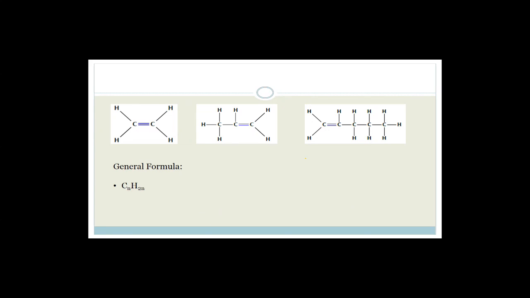Okay, so now let's talk about general formula. So if we again go through it, we've got two carbons here, and we've got 1, 2, 3, 4 hydrogens there. We have got 1, 2, 3 carbons here, and 1, 2, 3, 4, 5, 6 hydrogens. And we've got 1, 2, 3, 4, 5 carbons here, and 1, 2, 3, 4, 5, 6, 7, 8, 9, 10 hydrogens. So do you see the formula here is CnH2n?